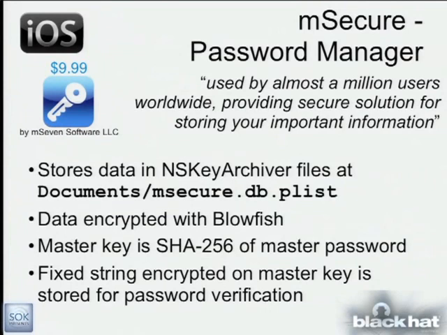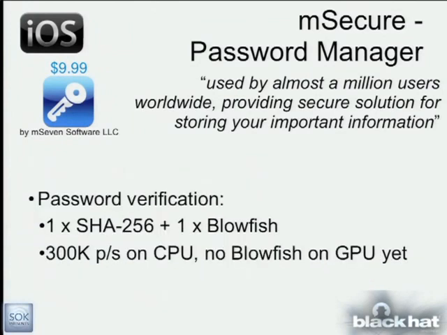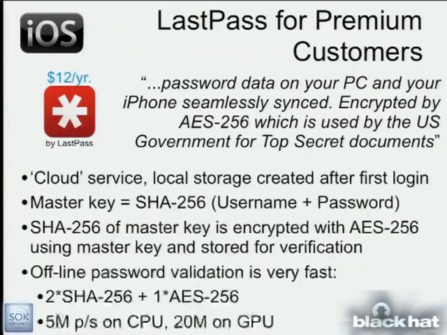There is no complex computation, just a fixed key stored for validation, so a fixed string. You just need to decrypt it and compare with that original value. So the attack requires only one hash and one Blowfish calculation. Again, we don't have Blowfish optimized for GPU, so attack speed is relatively slow, but if we spend some time on GPU optimization, it will probably increase a lot.